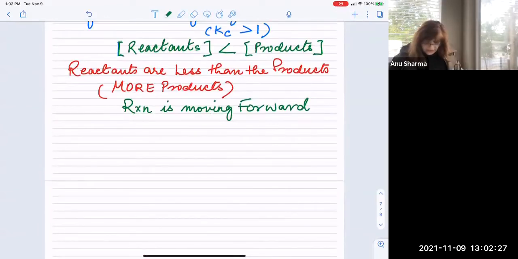Now let's look at some worked examples. We have 9.2.